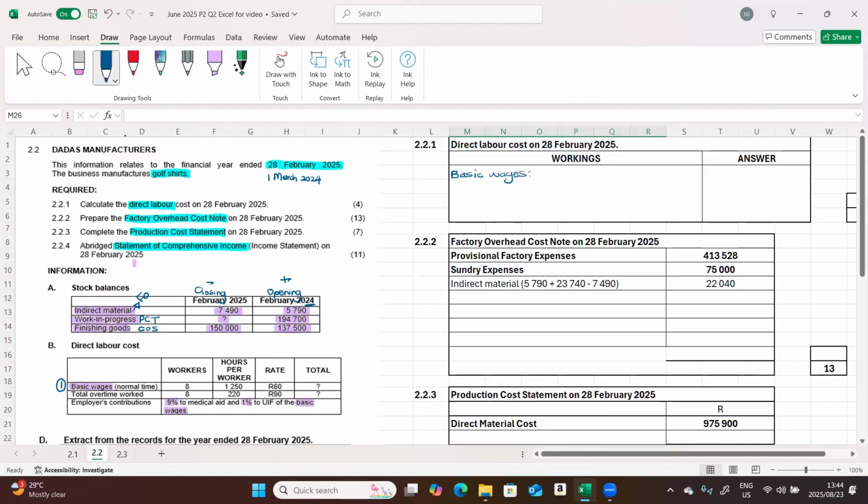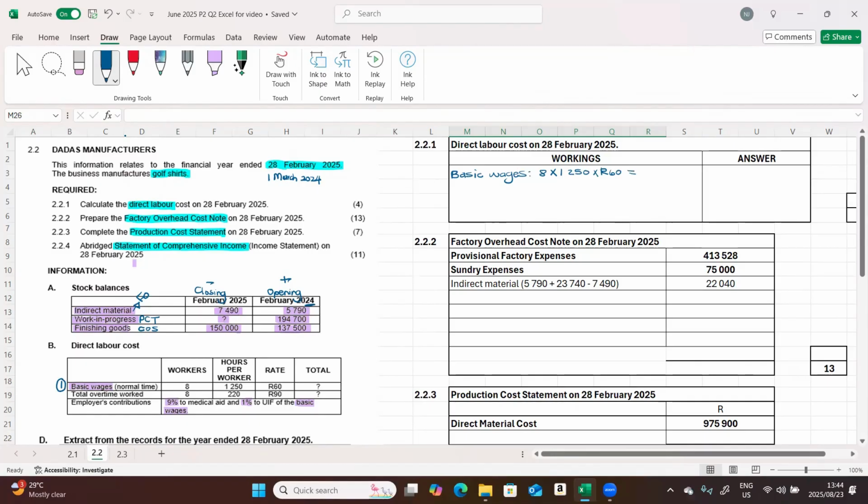Then you go and show your calculation for basic wages. That is going to be the number of workers. The number of workers that get a basic wage is 8. We say 8 workers and we multiply it with the number of hours worked per worker, which is 1,250 hours. And then we also have to pay them for the hours that they have worked, so we multiply that with the 60 Rand for basic wages. Then we get the total answer for the basic wages.